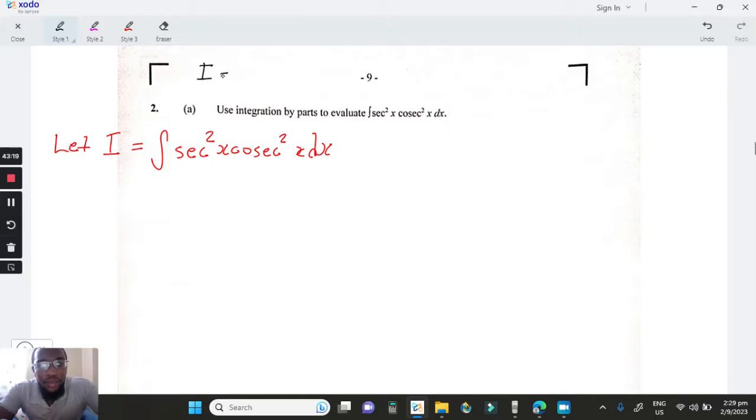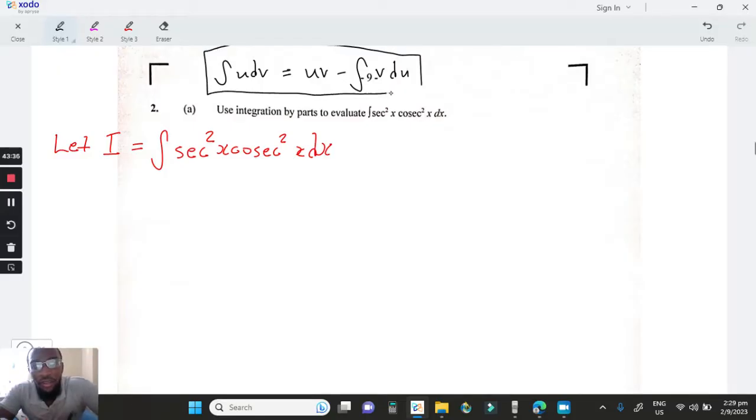Remember by parts, the integral of u dv is equal to uv minus the integral of v du. Please remember this. The integral of u dv is equal to uv minus the integral of v du. Please remember that, guys, please. So in this case, we're going to put this as u. U is sec square x, and so du is equal to cosec square x.